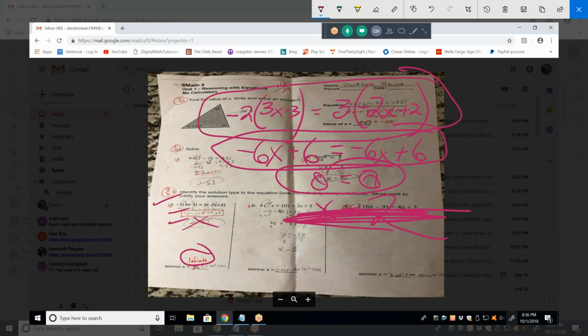Well, you still have to say an infinite number of solutions. In other words, you have to know that when you get, and it doesn't have to be 0 equals 0. It could be 1 equals 1. It could be 4 equals 4. As long as you have one number equal to the same number, that basically tells you that no matter what X is, this is a true equation. So X can be anything. So you have an infinite number of solutions.